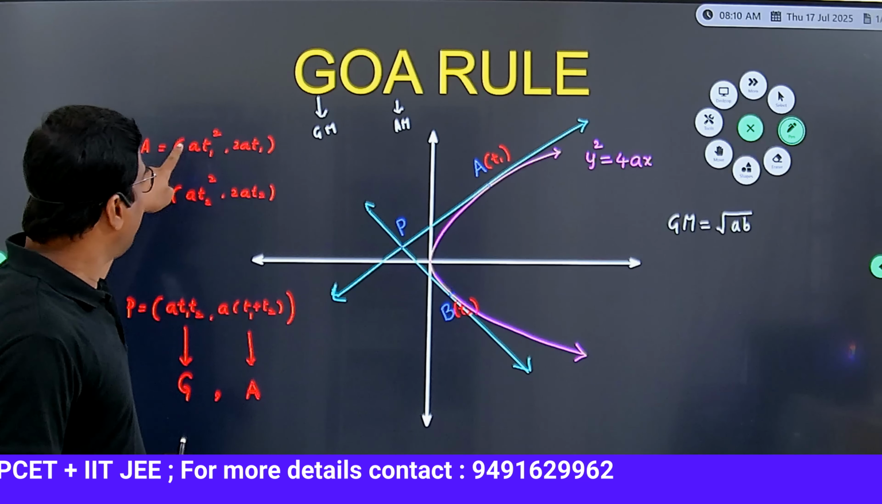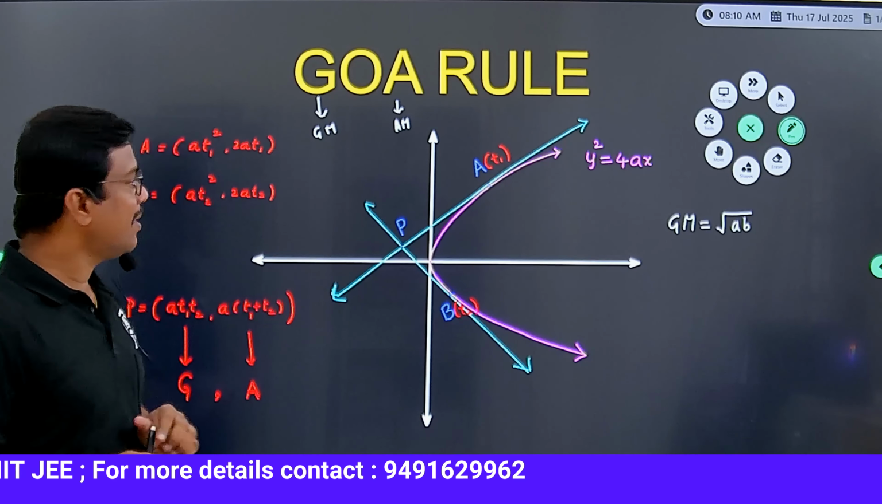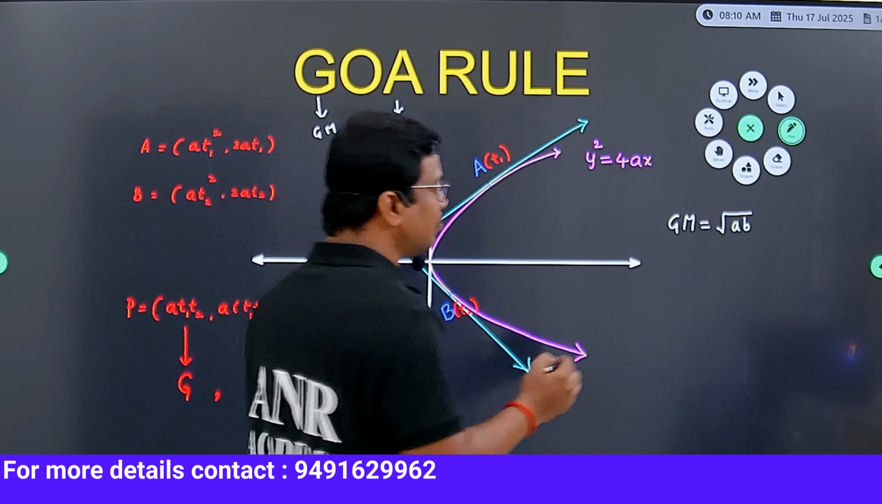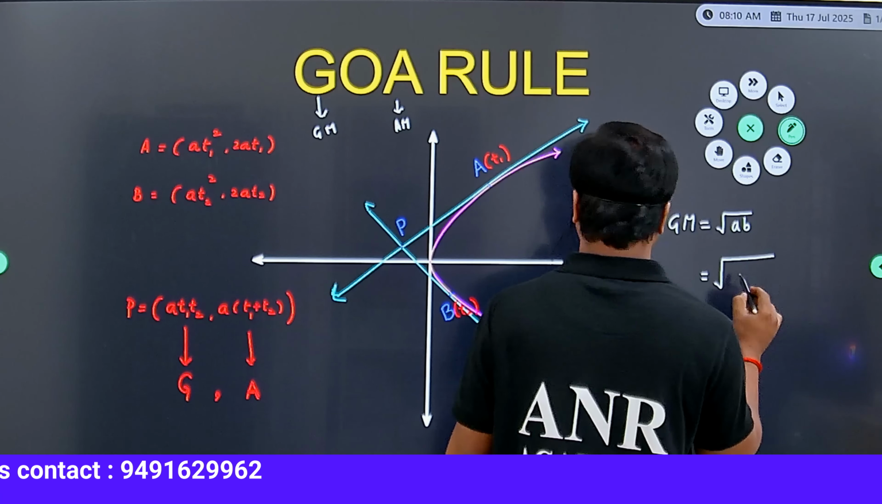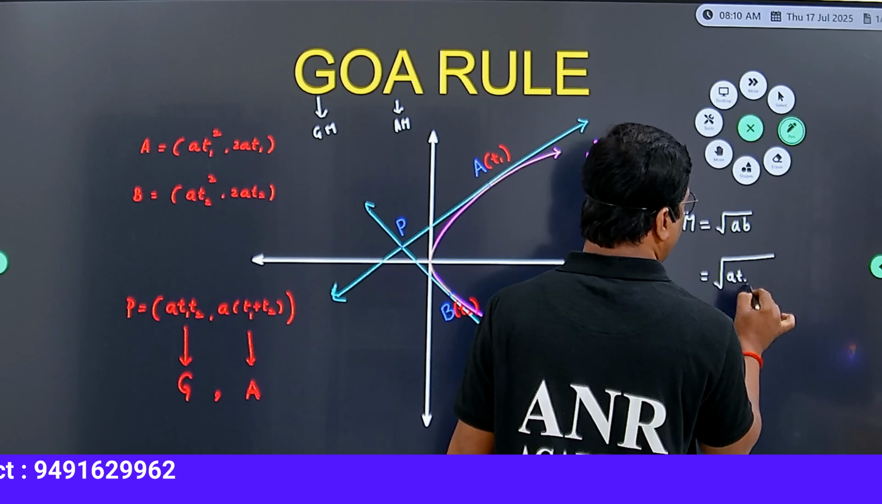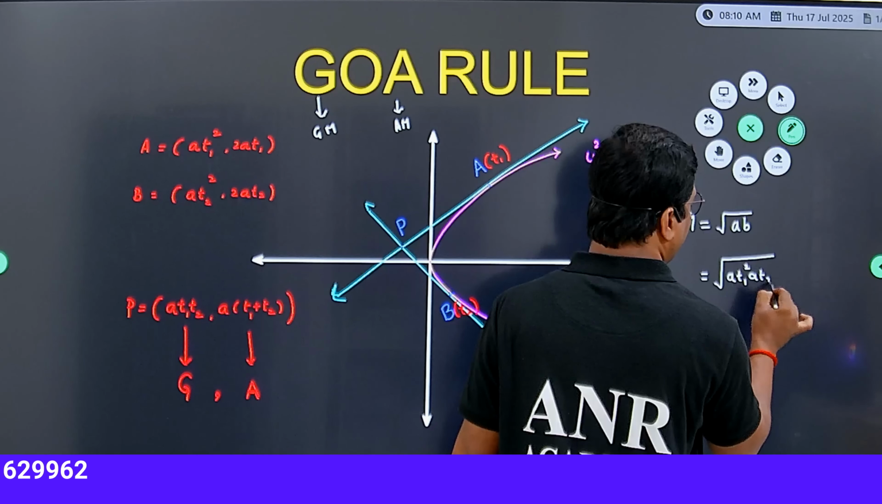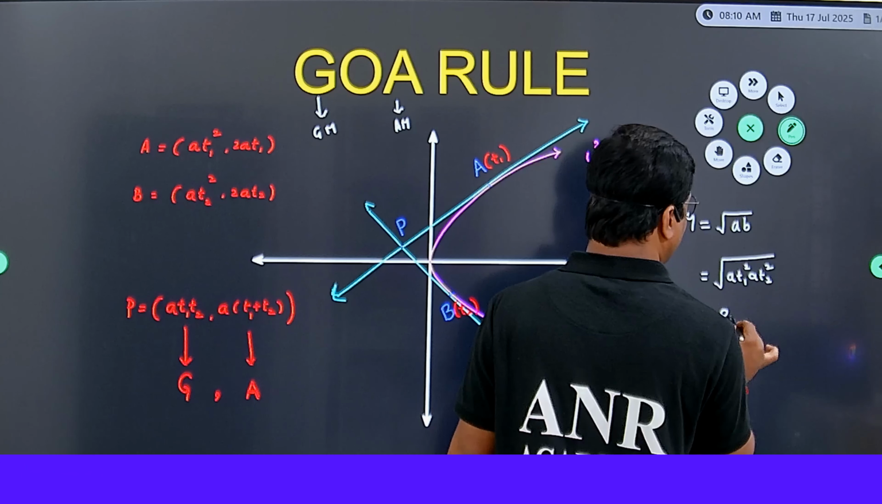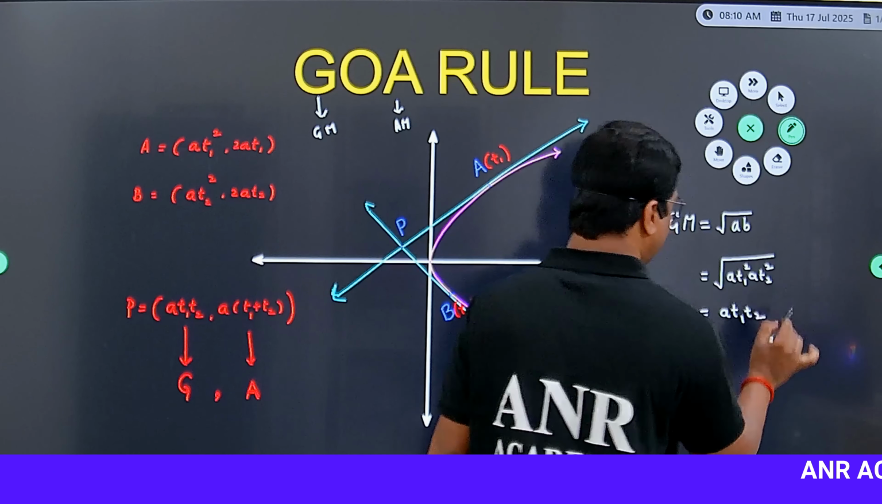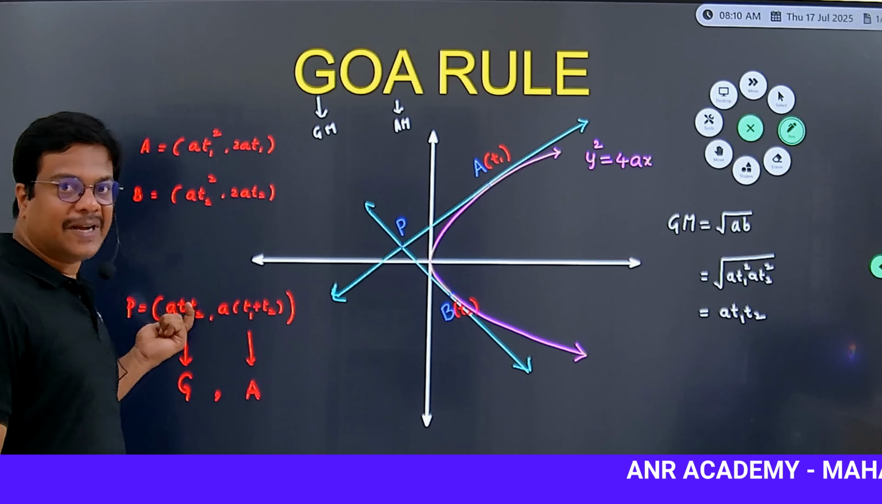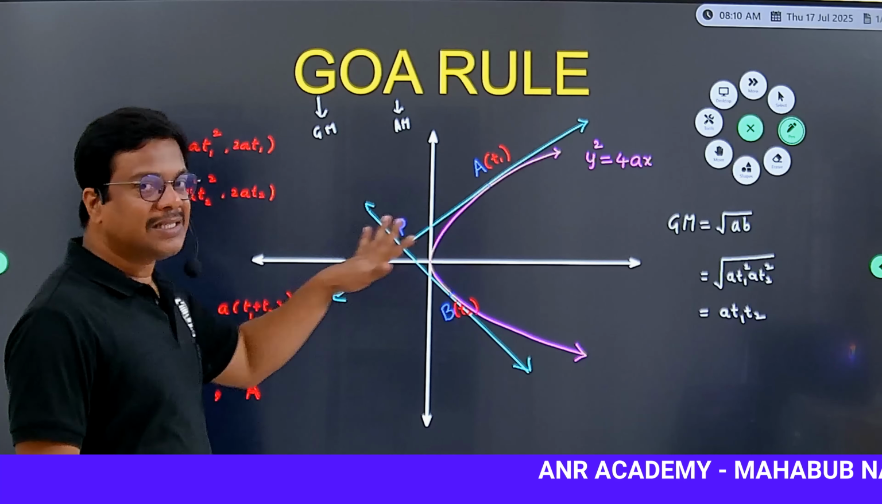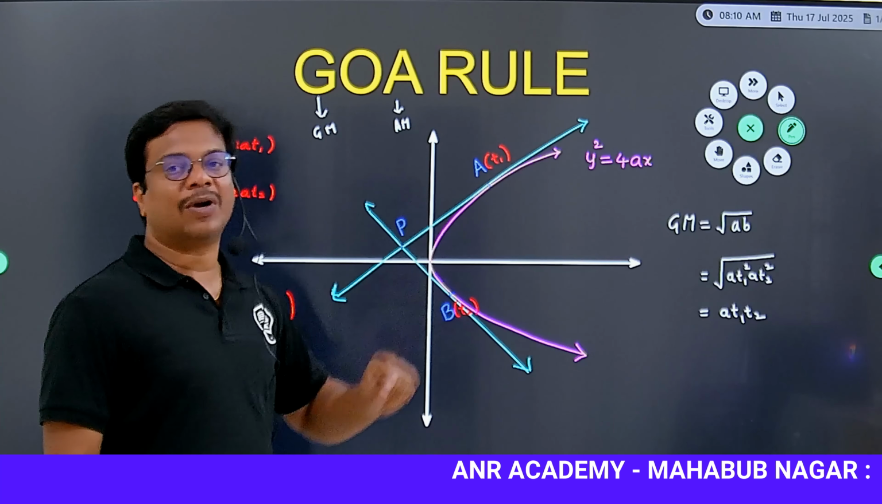You have at1 square, at2 square, the product of these two. Inside the square root you have to write at1 square, at2 square, and it is finally at1 t2. That is the x coordinate of point of intersection of tangents. So in this way you have to remember the x coordinate.